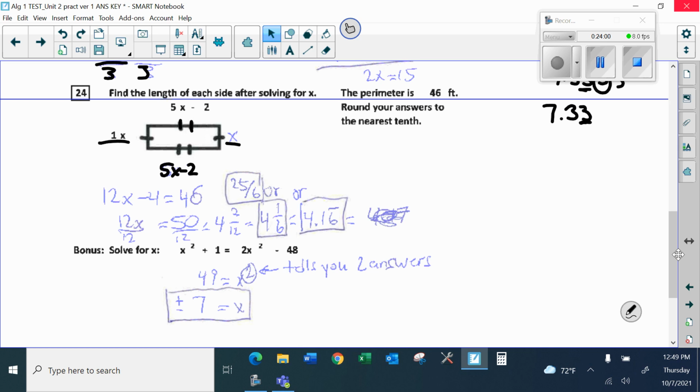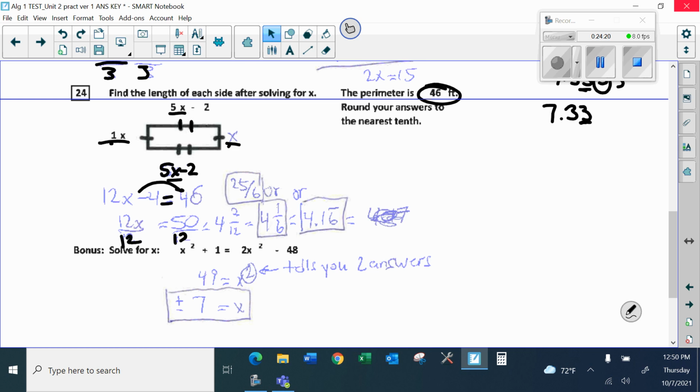Okay, same idea. The perimeter you need to know from elementary school onward is adding up all the sides. So I add them all up. I get 12x minus 4 equals 46. And over here it tells me the perimeter is 46. So I add the 4 across.